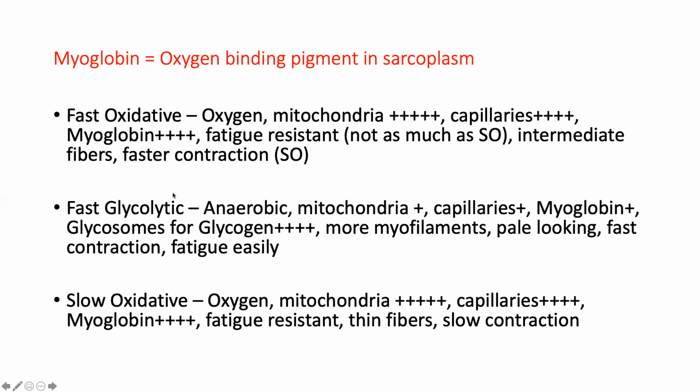And now we come to the fast glycolytic muscle. They are using glycolysis for energy. Therefore, they do not need oxygen, and therefore they become anaerobic.